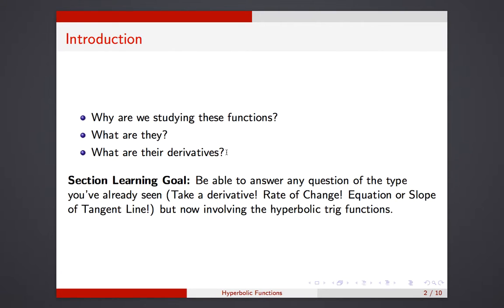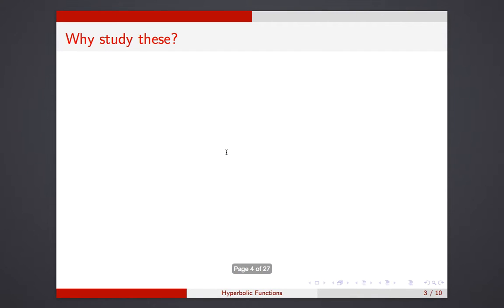Here is your learning goal for this section. By the end of this video, you should be able to do what we have been doing: take derivatives, answer questions about rates of change, answer questions about slopes of tangent lines. The same thing we've been doing for a month now, but now with functions that involve these hyperbolic trig functions. So we're just adding more functions to our toolkit that we can take derivatives of.